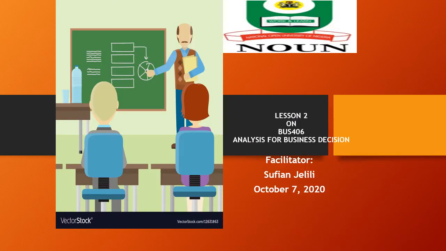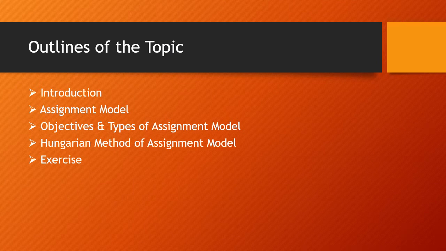Hello students. Let's look at lesson 2 on BUS406, Analysis for Business Decision. I'm the facilitator of this course. My name is Sufian Babatunde. Today is October 7, 2020. Now, let's look at the outlines of the topic. We have introduction, assignment model, objectives and types of assignment model, Hungarian method of assignment model, and we look at the exercise.